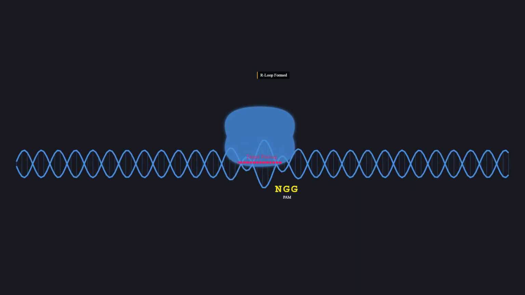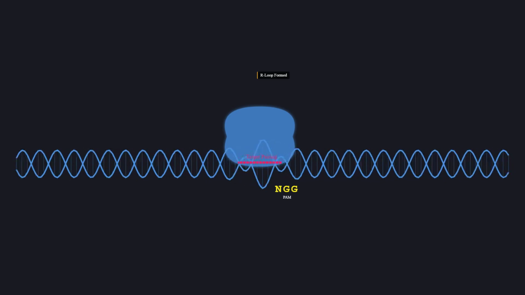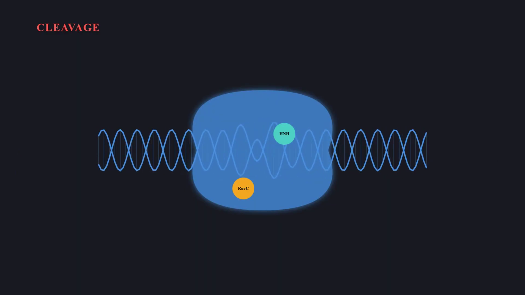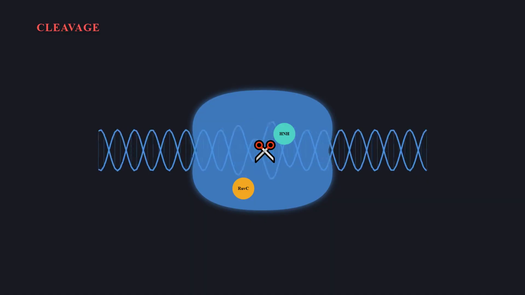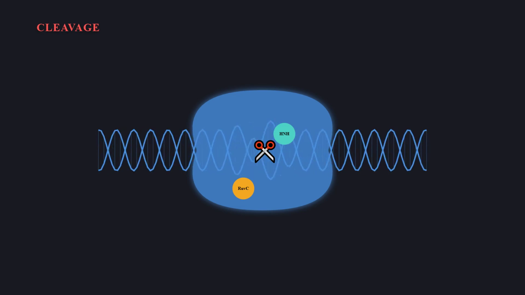In the R-loop, the single guide RNA is fully paired with the target strand, while the non-target strand of the DNA helix is displaced and looped out. Full R-loop formation confirms the correct target sequence alignment, signaling the enzyme to proceed with cleavage. Once the R-loop is fully stabilized, Cas9 executes the cleavage using its two distinct nuclease domains. The HNH domain is responsible for cleaving the DNA strand that is complementary to the single guide RNA. Simultaneously, the RuvC domain cleaves the non-complementary DNA strand.